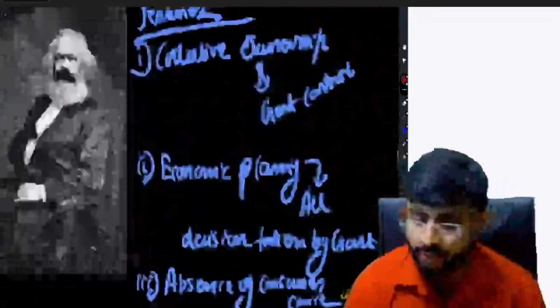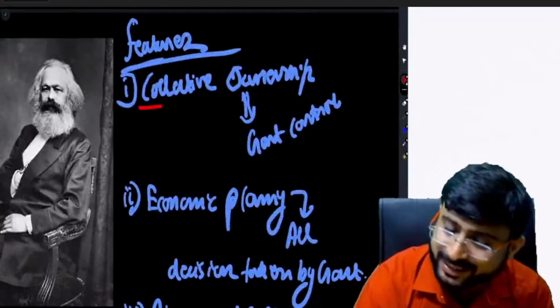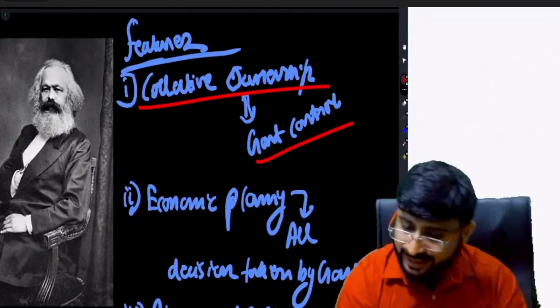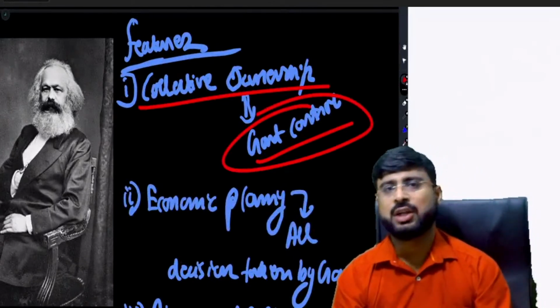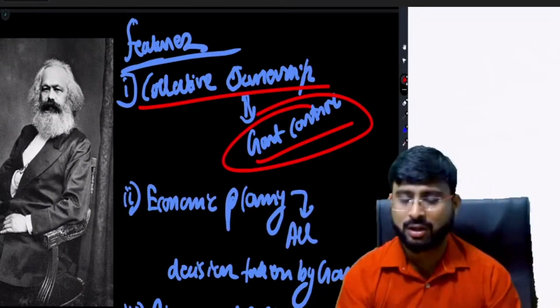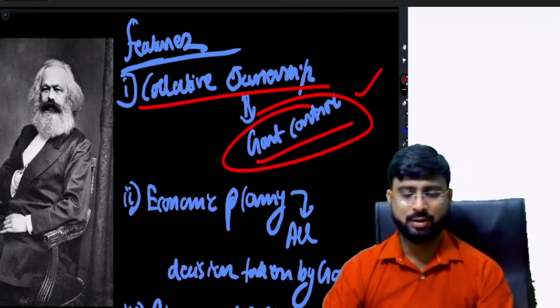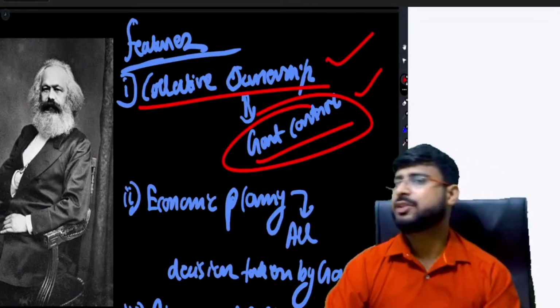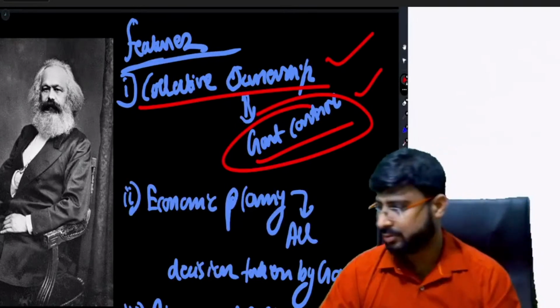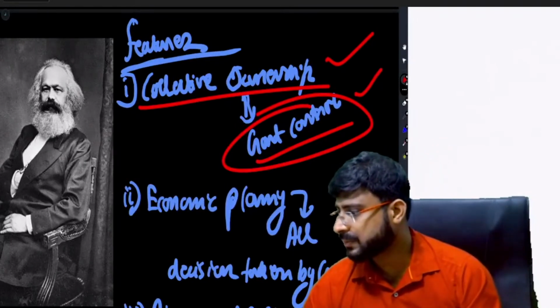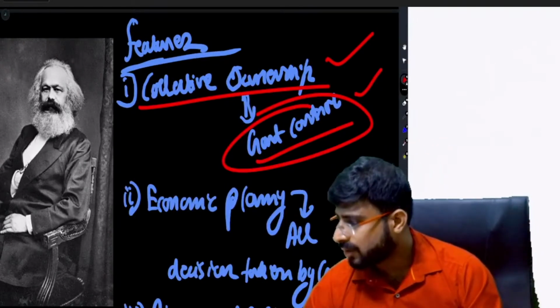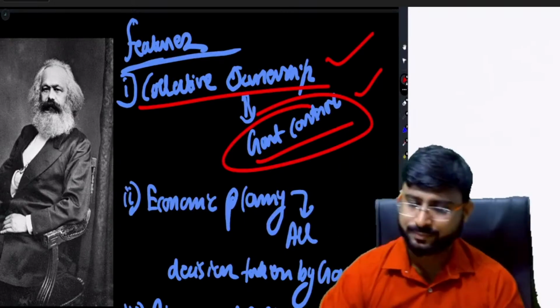So in a socialist economy, everyone, number one is collective ownership. That is, resources are not owned by an individual. Rather, they are owned by the government. They are owned by the society. They are not owned by an individual. Okay, sir, we got it, sir.